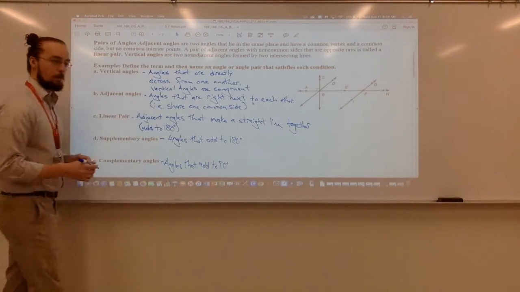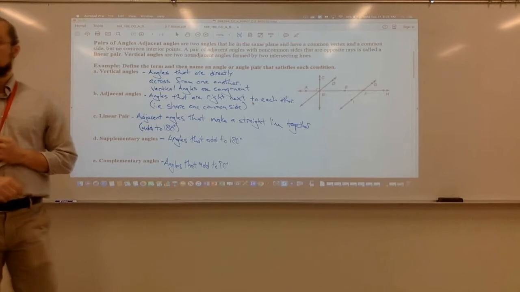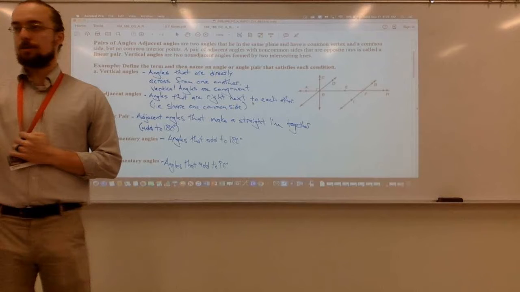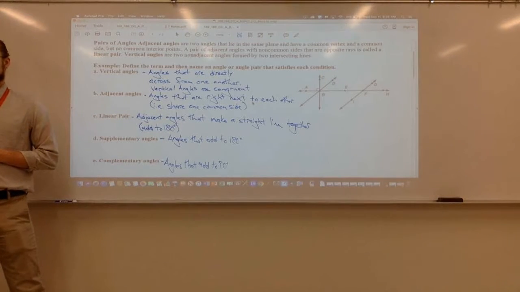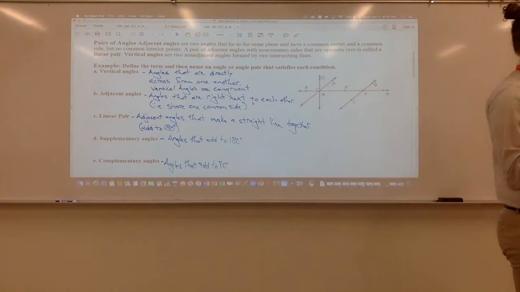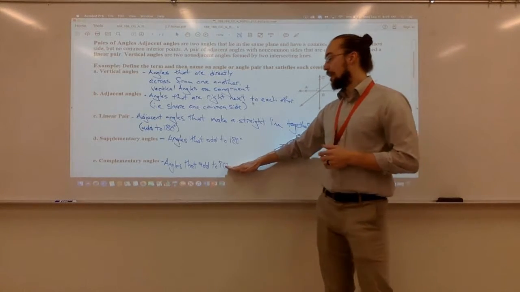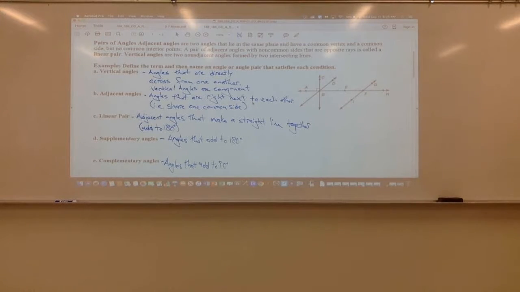Does anybody have a good trick for remembering that? Compliments are right. You should give compliments. Give me a compliment. Like, oh, stop. 90 degrees. It's stupid, but you'll remember it. If somebody gives you a compliment, oh, stop it, it makes a 90-degree angle. So complementary are angles that add to 90. Supplementary are angles that add to 180.